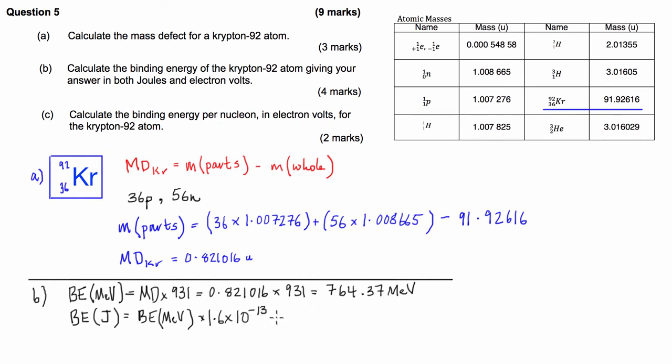So once we put those two numbers into our calculator, we get a binding energy in joules of 1.223 times 10 to the power of negative 10 joules. Now that's per atom, guys, so you'd expect it to be quite small. So let's go onto part C, where we're going to do that. Let's just give ourselves some space over here.